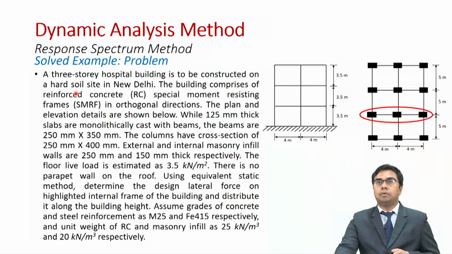We will use the same example problem which we utilized for understanding the equivalent static method. In this example problem, we have a 3-story hospital building to be constructed on a hard soil site in New Delhi. The building comprises reinforced concrete special moment resisting frames in both orthogonal directions. The plan and elevation details are shown here, which means we have a 3-story building with a story height of 3.5 meter each. The bay width is 4 meter in this direction and 5 meter in the other direction.